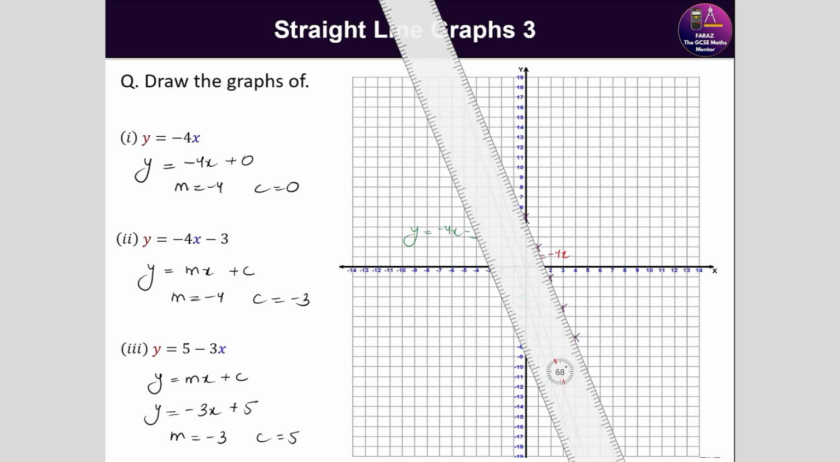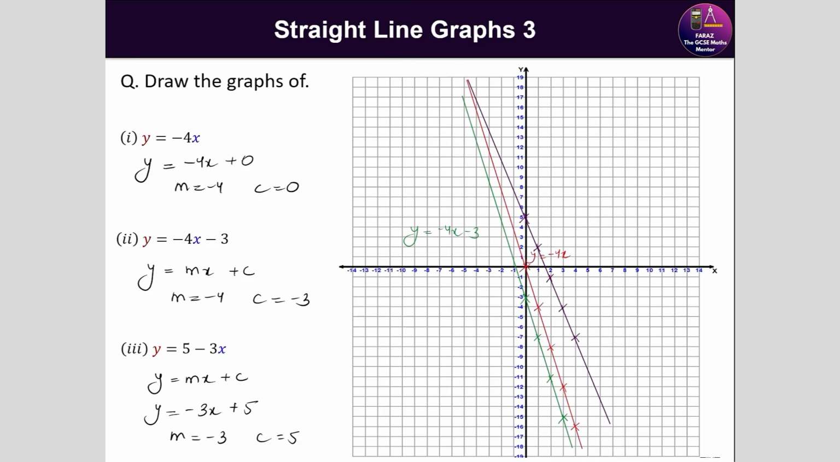So the last line has a changed gradient. Therefore, when we join the points, it will form a line like this. Due to the different gradient, the purple line is not parallel to the green one and the red one, because when lines have the same gradient, they are parallel to each other. So it clearly indicates that this line has a different gradient. So this purple line has equation y equals 5 minus 3x.